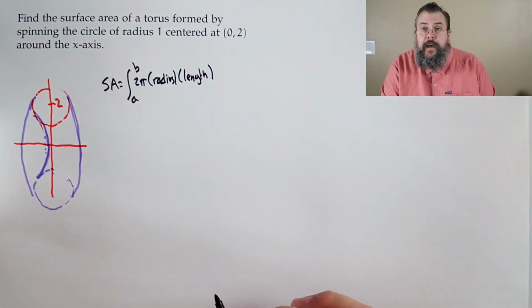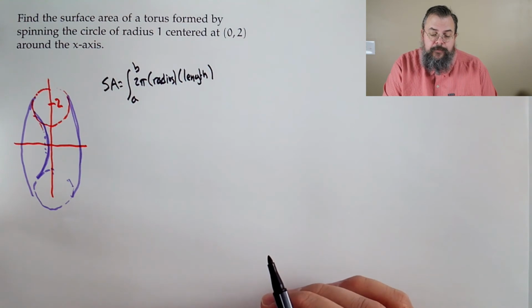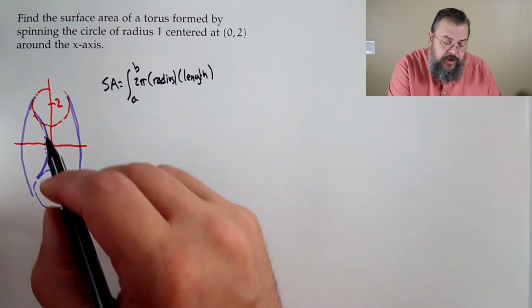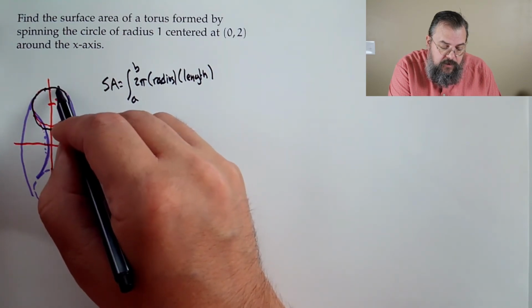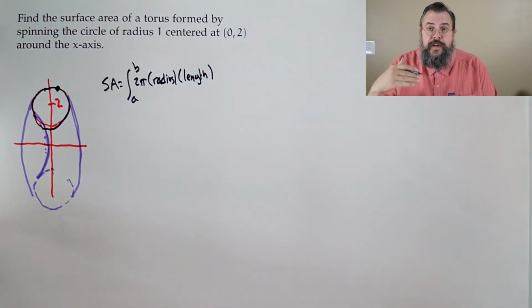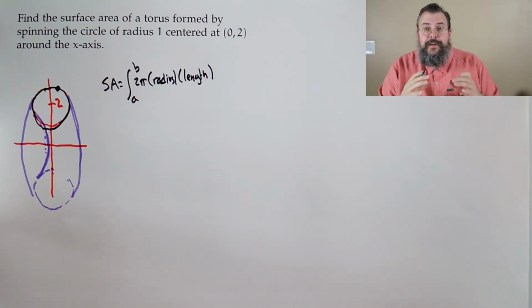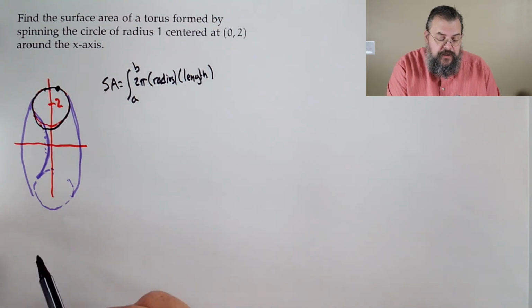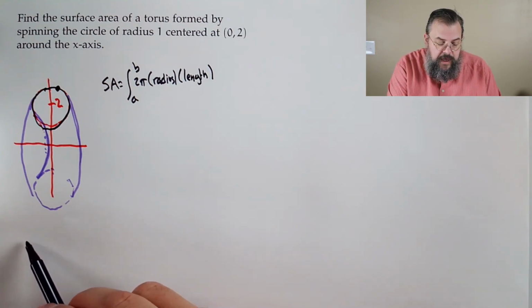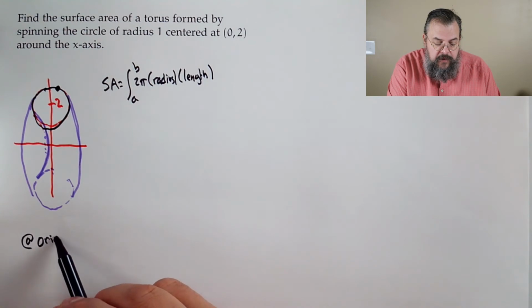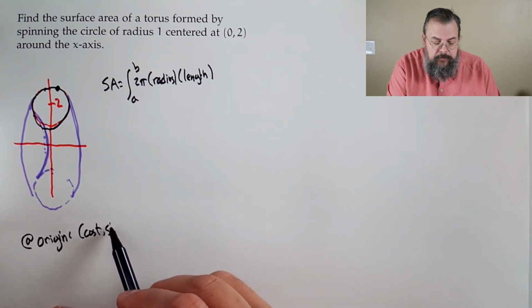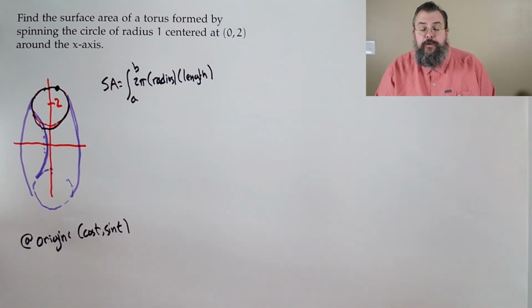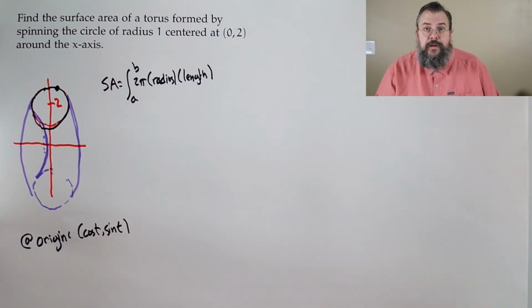Now, the only thing that we don't have is our parameterization. So let's think about this circle. It's a circle of radius 1 that's been shifted up. Now, if we just had a circle of radius 1 at the origin, there's an easy parameterization. At the origin, what do we have? It would be cosine and sine. And that's the standard parameterization for the circle of radius 1.